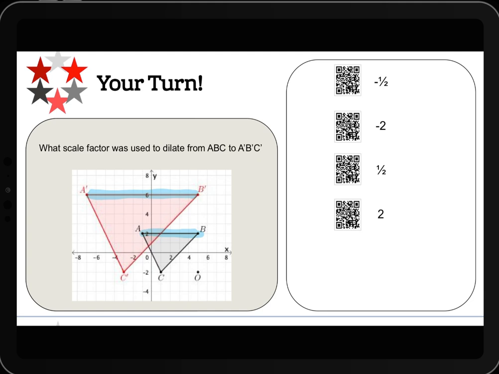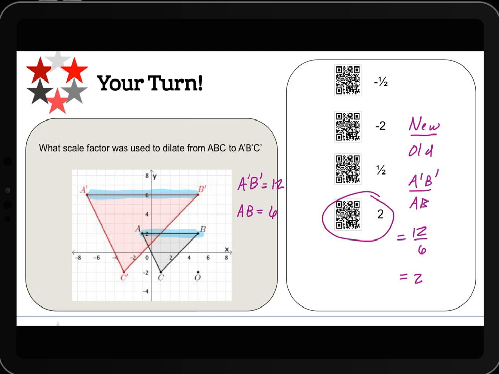For example, I can see here that if I look at A prime, B prime, I'm going to get 12. If I look at AB, I'm going to get 6. I can count that. And remember how we find scale factor, right? We do new over old. New over old. So we have A prime, B prime, which is new, over the old, which is AB. So that's 12 over 6, which equals 2. So I know that the scale factor of this figure has to be 2. Also, by the way, pay attention to something else.